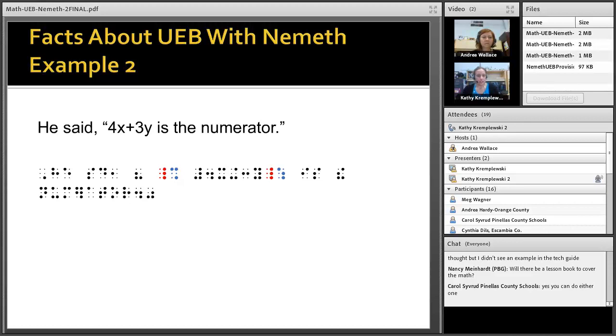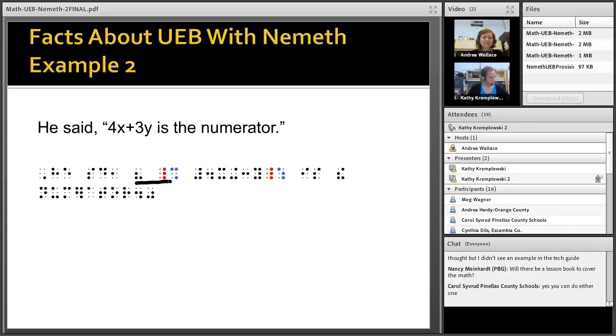Okay, so here's another example. He said, comma, open quote, 4x plus 3y is the numerator. And I'm not sure why, but I believe that open quote should be right next to that opening Nemeth indicator. I'm not sure why there's a space there.